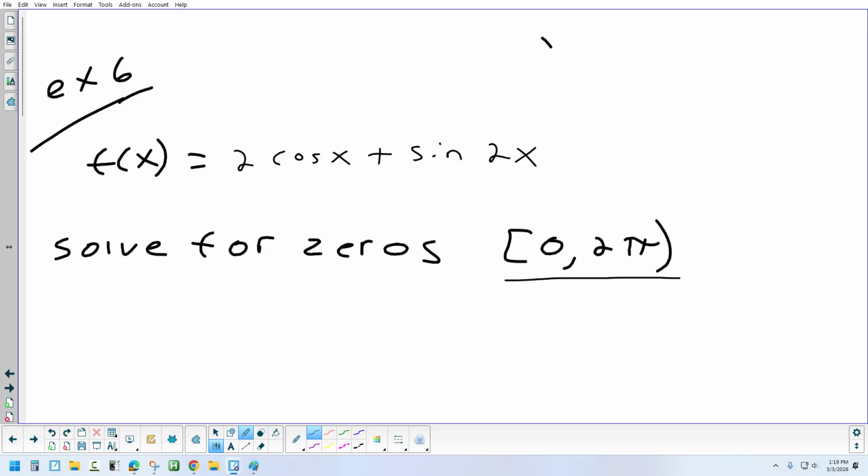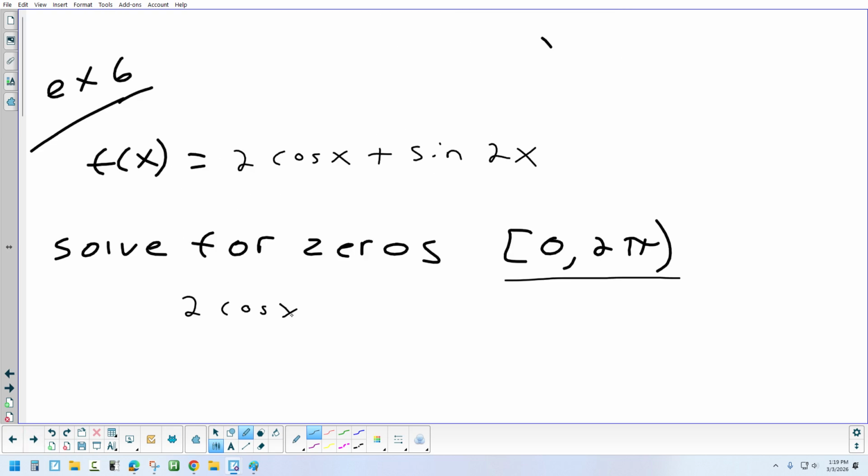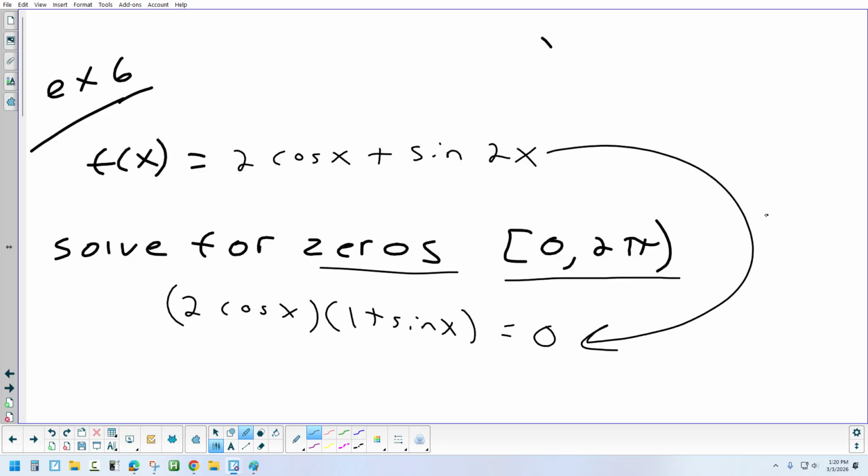Okay. All right. So the first step would be to take this and do what we did in the last problem. Get rid of the sine 2x and factor. So I'm going to copy this down. 2 cosine x, 1 plus sine x. And since you're solving for the zeros, you set it equal to 0. And the way I got from here to here, look at the last example. It's exactly what we just did.